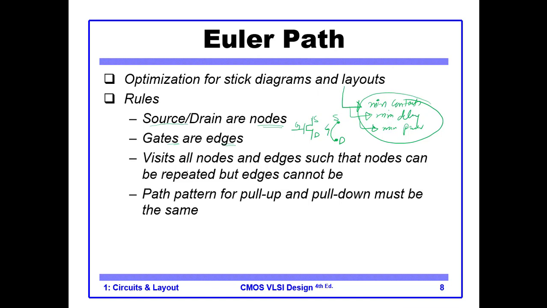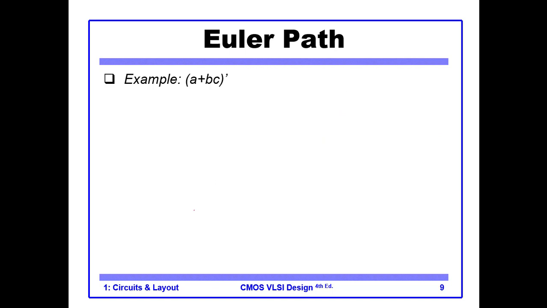Okay, and then visit all the nodes and edges such that the nodes can be repeated but edges cannot be repeated. Okay, I will go through an example to make you understand what this means. And the last one is path patterns for pull up and pull down must be the same. Okay, so let's go to this example.